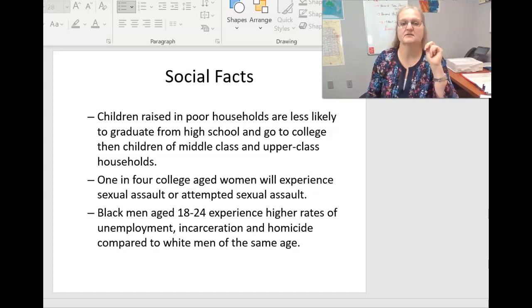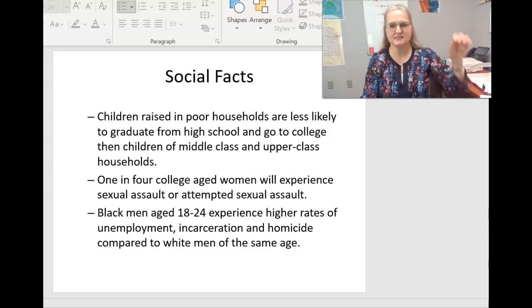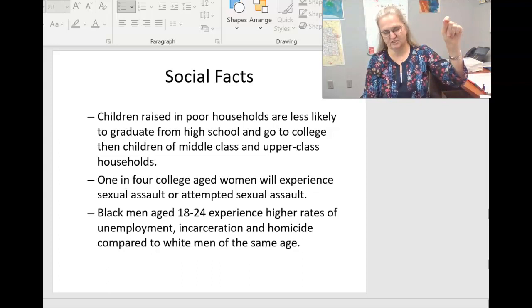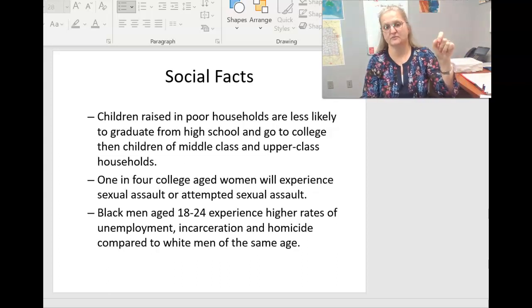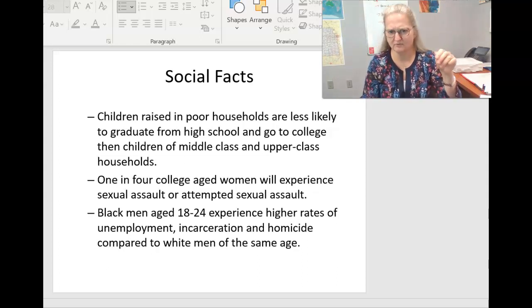Another option, and this is a really sad one: one in four college-age women, ages 18 to 24, will experience sexual assault or attempted sexual assault. That's just a fact. That's what the data tells us. How do we explain that? What does conflict theory say, about competition? What does symbolic interactionism say, about symbols and interpretation? What does functional theory say, about what purpose?